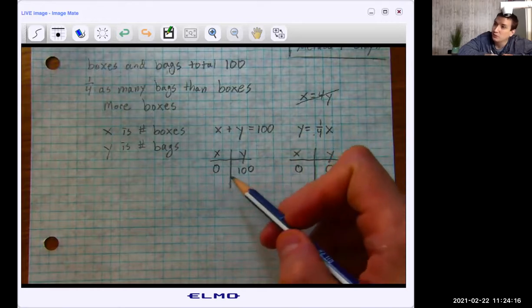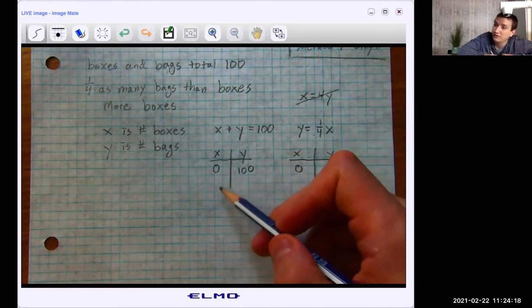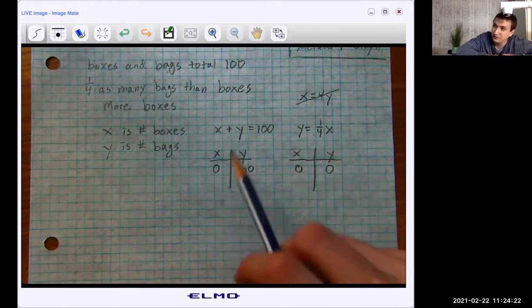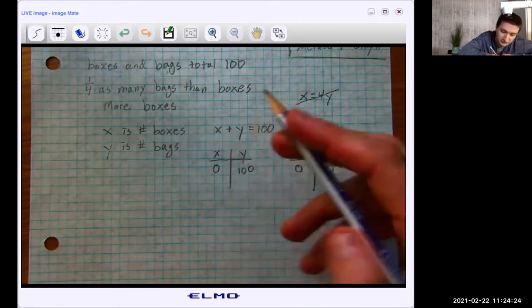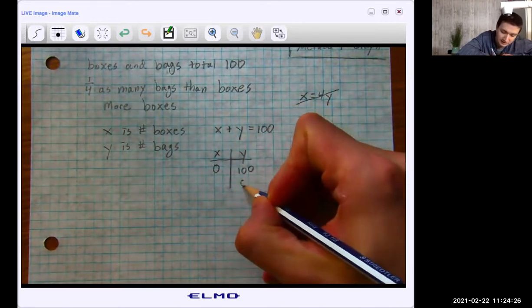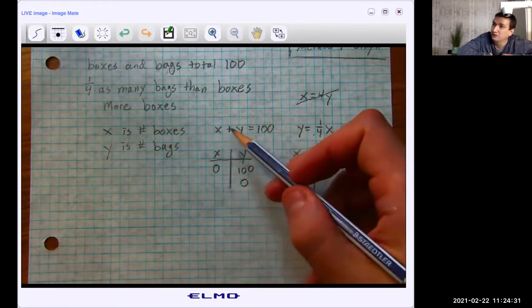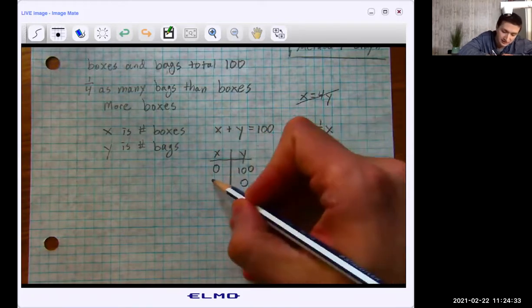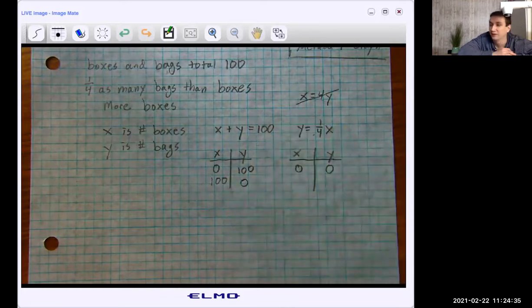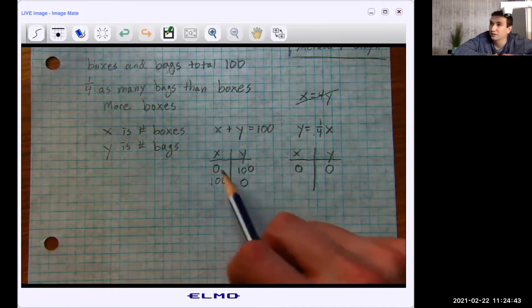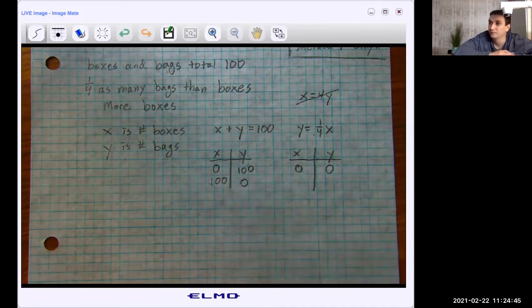Now I need to choose one more ordered pair. I can choose whatever I want for my x. I could do a 1, a 2, a 3. But here's a tip, though. If it's in standard form, let's find out what the x-intercept is. If y was 0, we'd have x plus 0 equals 100. That means this would be 100. You don't have to do it that way. You can choose whatever number you want. It's just sometimes with standard form, as long as you get nice whole numbers, that's a good way to do it.